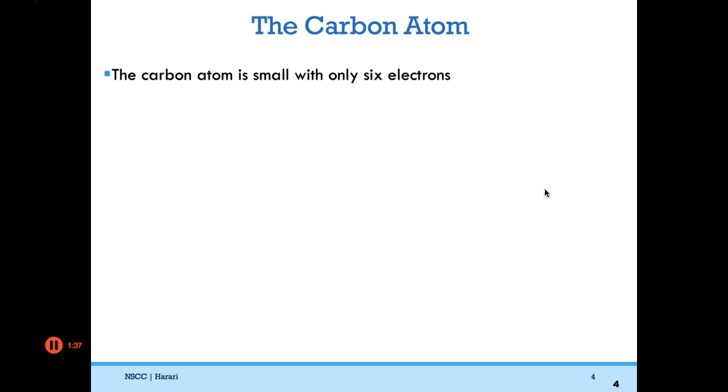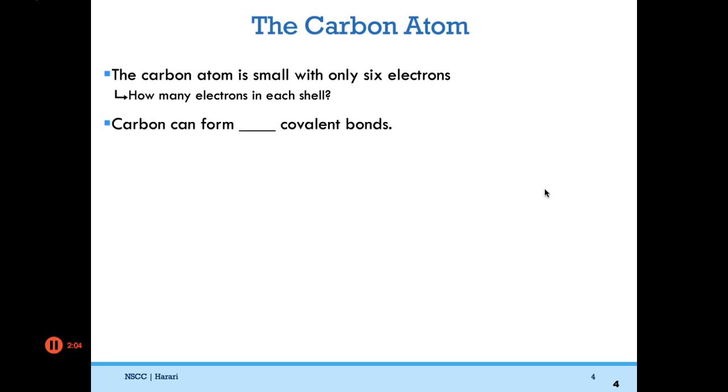Crucial to all these biomolecules is the carbon atom. And the carbon atom is very small. It only has 6 electrons. We know that because the atomic number of carbon is 6. How many electrons are there in each shell of a carbon atom? So pause here and draw the electrons around a carbon atom and tell me how many valence electrons there are. You should see that there are 4 valence electrons.